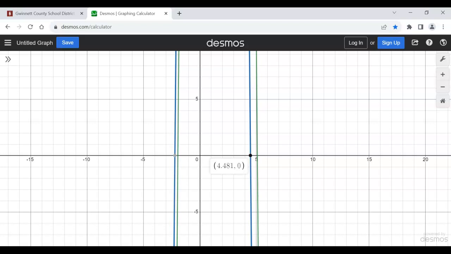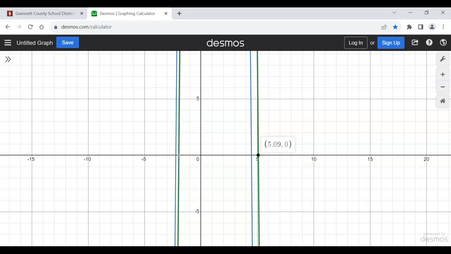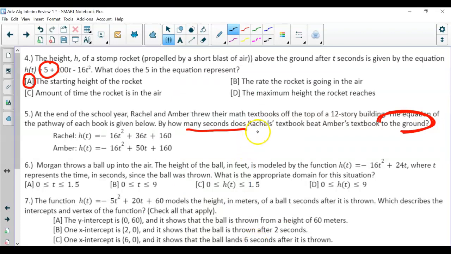So notice how this one's at about 4.5. And this one here is at about 5.1. So 5.1, this textbook landed at 5.1 seconds. This textbook landed at 4.5 seconds. So we want to know how much sooner. So 5.1 minus 4.5 seconds. So that means 0.6 seconds approximately is the amount of time that the textbook beat Amber's to the ground.